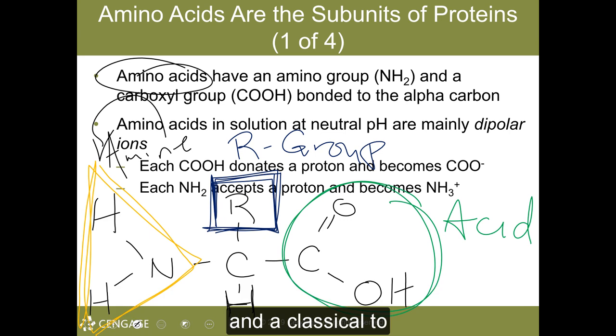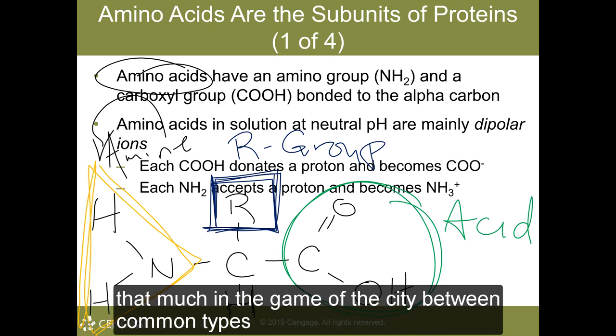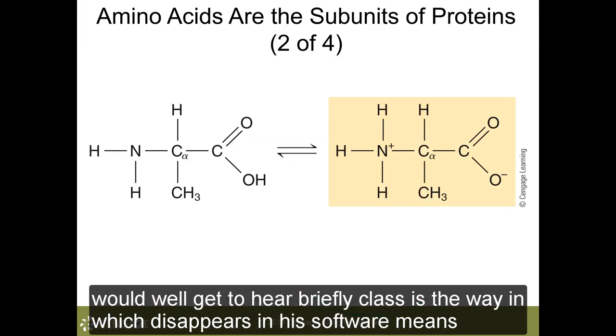And we will not, class, go through all of the amino acids, meaning there are 20 types of amino acids that are found in proteins, and there is no need, class, for you all to even remember all of the types of amino acids. I mean, all of the amino acids. But your book does give you 20 common types. But what I'll get to here briefly, class, is the way in which this occurs.